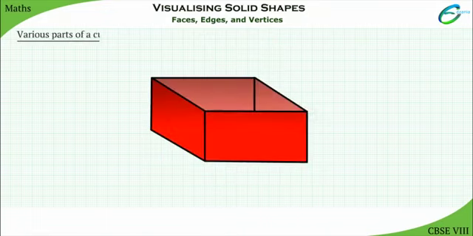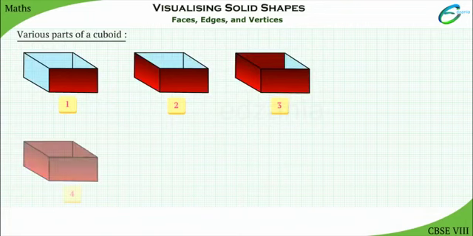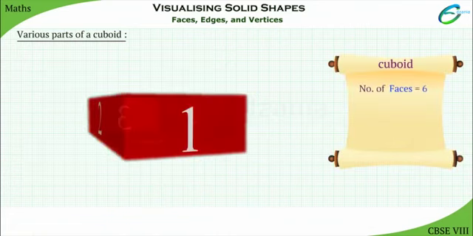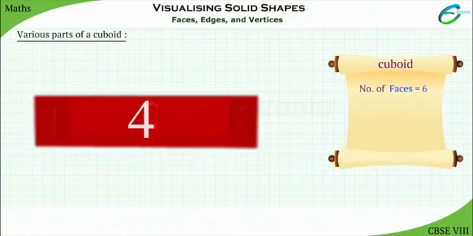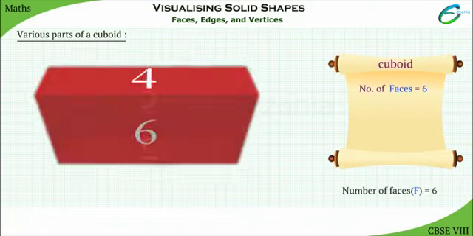Observe the number of faces of a cuboid. 1, 2, 3, 4, 5, 6. The number of faces of a cuboid is 6. The number of faces we denote with capital F.